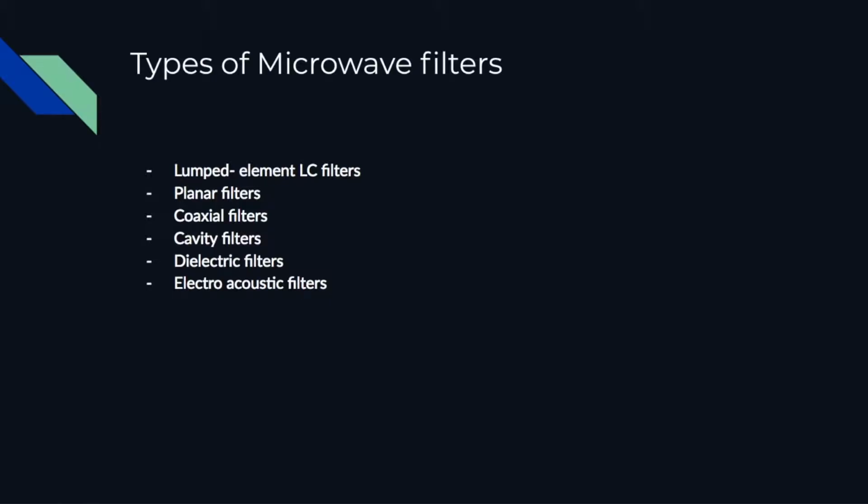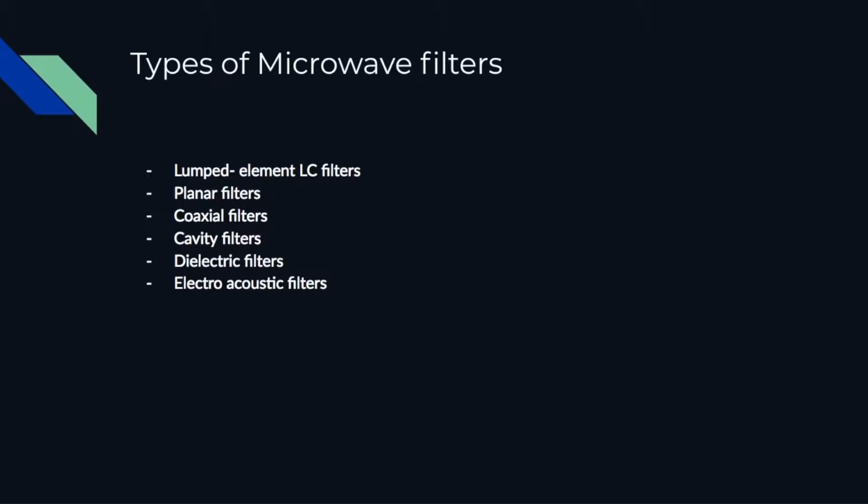Types of microwave filters. There are many types of microwave filters, and I'll go through a few of them right now. There's the lumped element LC filter, the planar filter, the coaxial filter, cavity filter, dielectric filter, and electroacoustic filters, just to name a few. I will go into detail for a few of them right now.